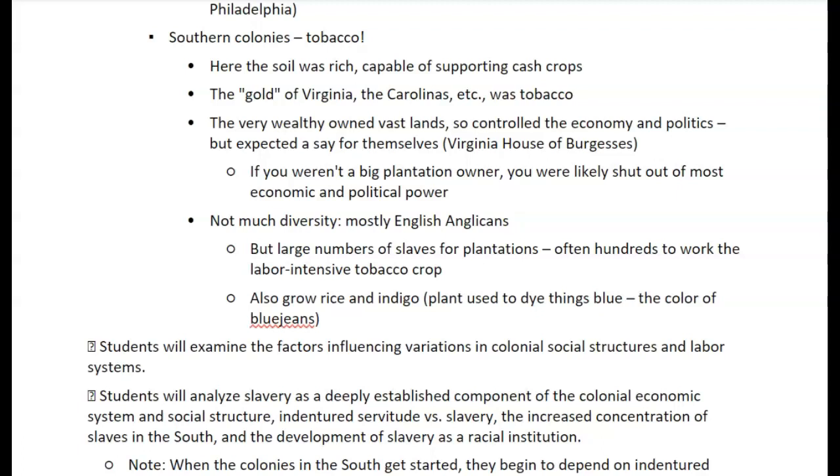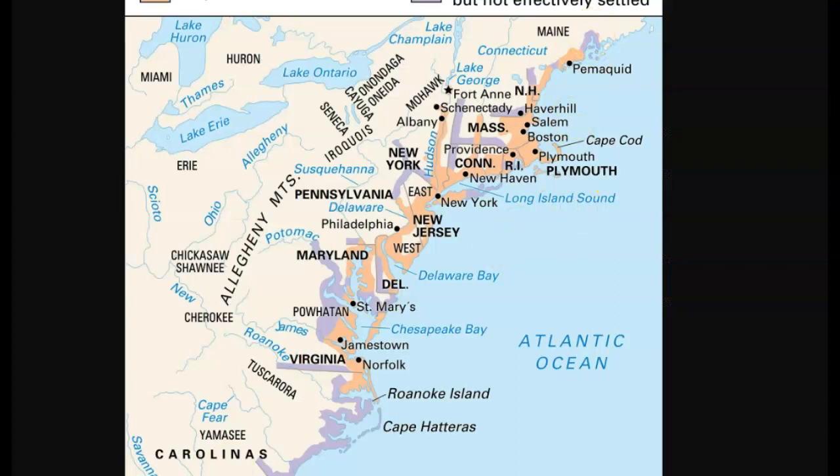So students will examine the factors influencing variations in colonial social structures and labor systems. Well, we just talked about that. We'll talk about that a little bit more here. Let me just remind you, let me show you the map again. So first of all, and I should open this up a bit, I guess, right?